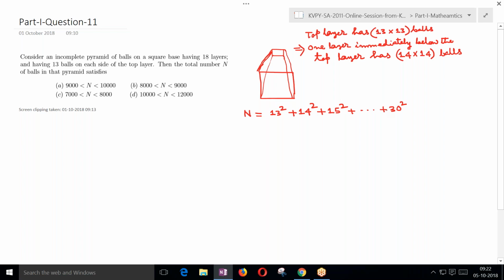So our problem is now reduced to finding the value of 13 square plus 14 square plus 15 square dot dot dot up to 30 square. How to find this value? That is now coming to a question of sequence and series. If you remember, we need to use the formula for the sum of the squares of the first n natural numbers. What do I mean by that? It is something like this. If I write it here, just a minute.